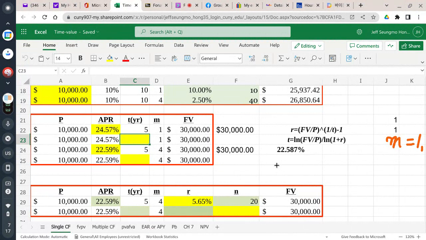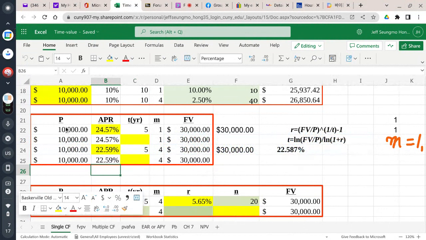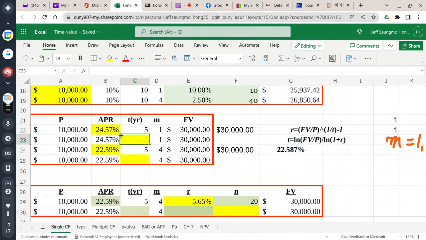So we're gonna start with row 23, right? What is going on? So we already know the answer. It will have to be 5, but let's see if it's going to be 5 when we do it by formula, right? So the principal is 10K, target future value 30K, and the going market rate is like 24.57.